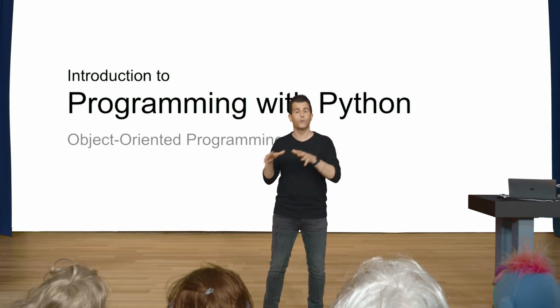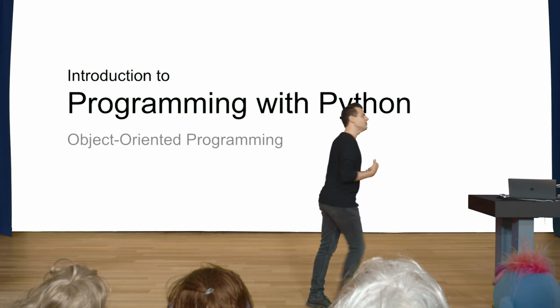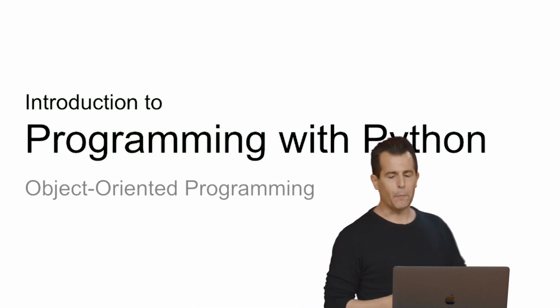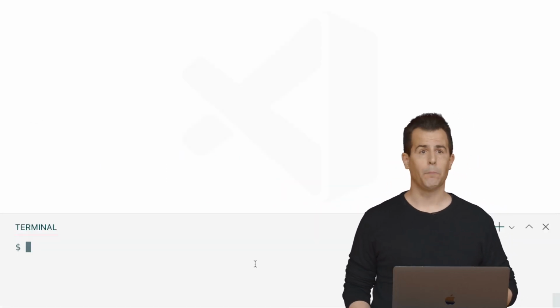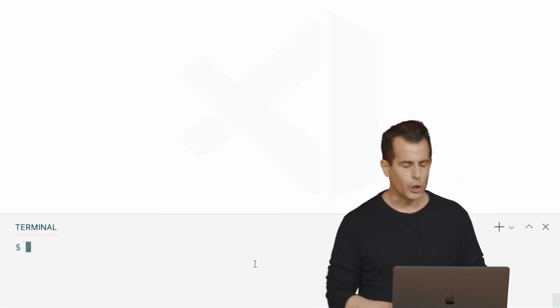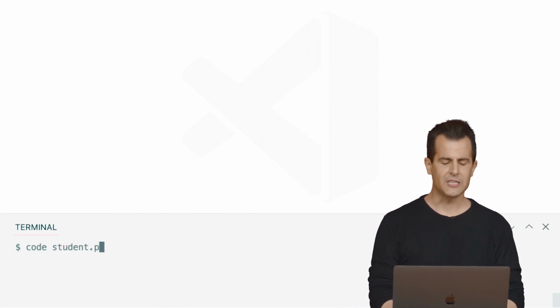So indeed, OOP, for our purposes, is going to be a solution to a problem that builds on so many of the lessons past. So let's go ahead and do this. Let's start by writing a program very procedurally by opening up VS Code here. I'm going to go ahead and create a program called student.py.